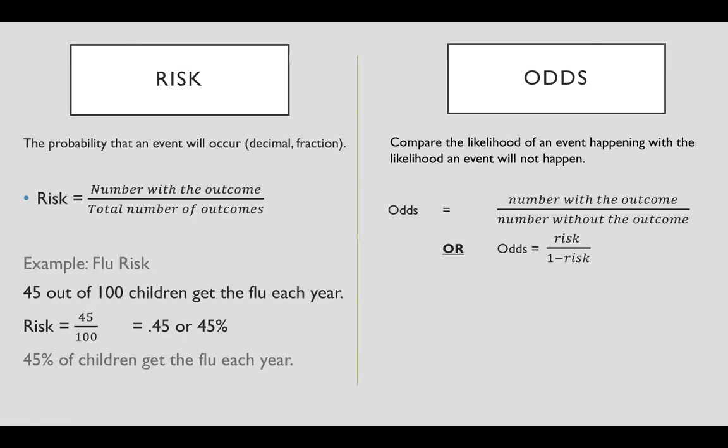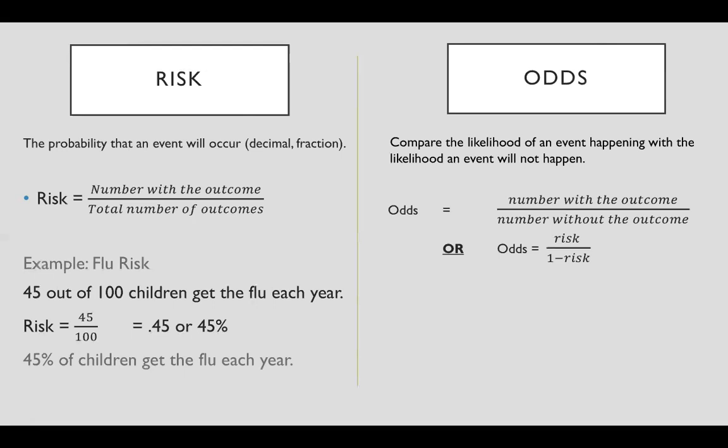If we start with an example of flu risk, say 45 out of 100 children get the flu each year, we can calculate the risk of getting the flu as 45, the number of children who get the flu, divided by 100, the total number of children. And we can say that 45% of children get the flu each year.